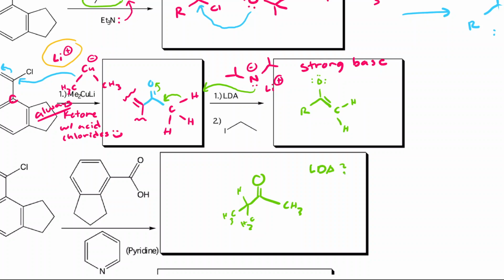Which one is LDA going to attack? Is it going to attack the white side or the left? It's going to attack the white side because these methyl groups here create a lot of sterics. And we see how bulky LDA is up here. It's going to be really hard for LDA to attack the most sterically hindered side. So it's going to go for the side that is the least sterically hindered.